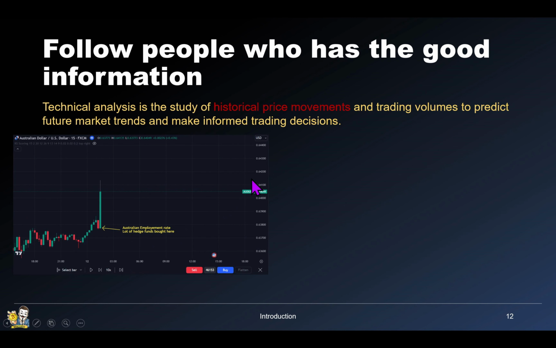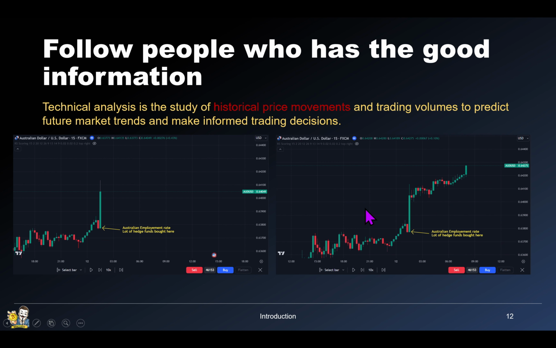We can see in this chart a huge movement here. In fact, it's a fundamental news about the Australian employment rate. The rate was released and the news was bullish. A lot of hedge funds bought just here. As a retail trader, we can try to make something very simple. Just follow the insiders. So, for example, if we enter the position here, it was totally possible to make money. It's a very beautiful trade, as you can see.